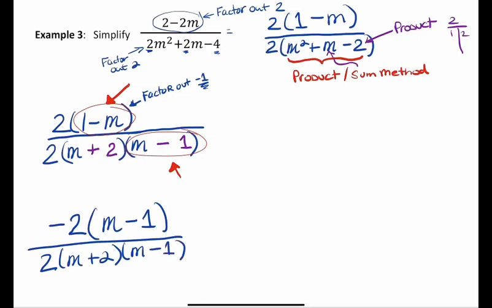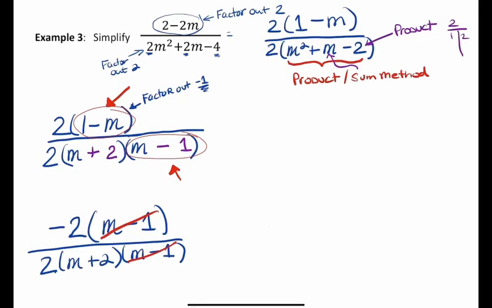And now you can totally see what can cancel. On this one right here, the m minus 1 cancels. Now on this one, the m minus 1's cancel perfectly. And that's not all that cancels. You'll notice on this one here, we've got negative 2 and 2. So those can both be divided by 2. Negative 2 divided by 2 is negative 1, and 2 divided by itself is 1. So really you don't need that 1 anymore.